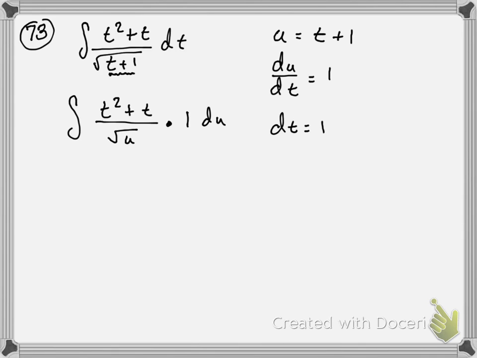Correct? So over here, t is actually equal to u minus 1. Right? So if we do this, that's actually going to give us 1 minus u squared plus another 1 minus u, all over the square root of u du.